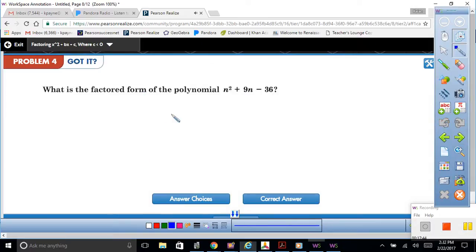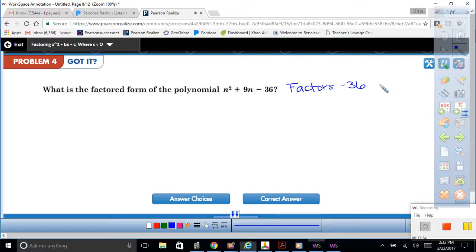Back to your book. Again, we're looking for the factors of our last term, which is negative 36, that have a sum of our middle number, which is a positive 9. Factors means numbers you multiply together. First, just ignore the negative. Write all the factors of 36 starting with 1 times 36. Then 2 times 18, 3 times 12. And of course, if you don't know these, use your calculator.